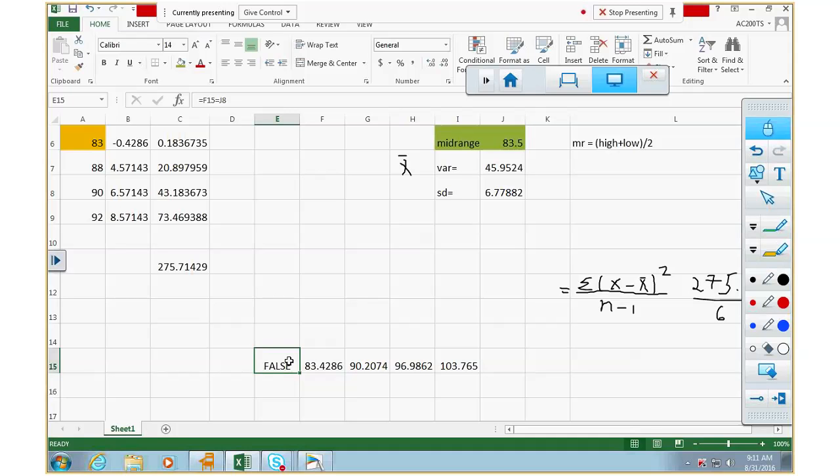No, I hit the wrong button. I suck. There we go.